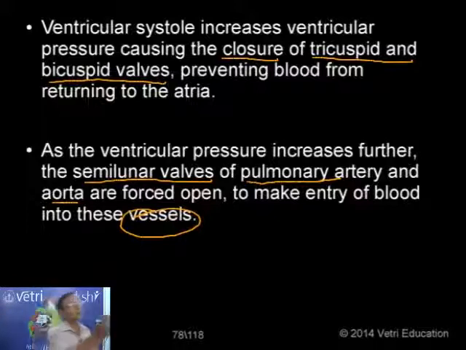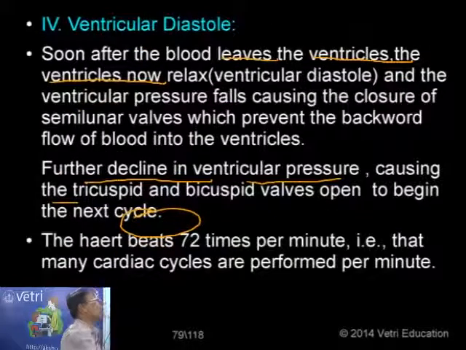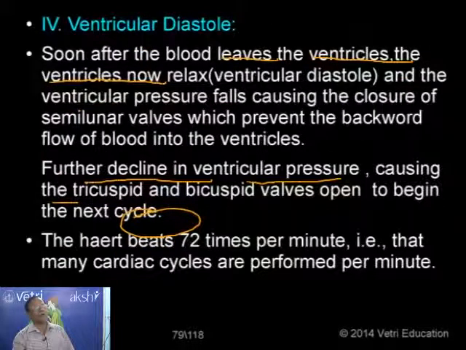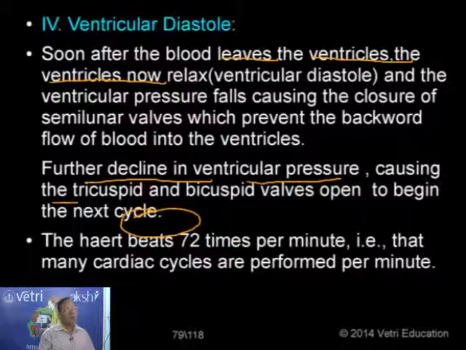So as a result of the opening of these two semilunar valves, what will happen? The blood enters the respective blood vessels, namely from the left ventricle into the aorta to be carried to different parts of the body, and from the right ventricle into the pulmonary artery to be carried to the lungs for purification. So this is happening during the ventricular systole. The main events are: increase in pressure within the ventricles, then the closure of the atrioventricular valves, opening of the semilunar valves, and then the ejection of the blood into the respective blood vessels, namely the aorta and pulmonary artery.